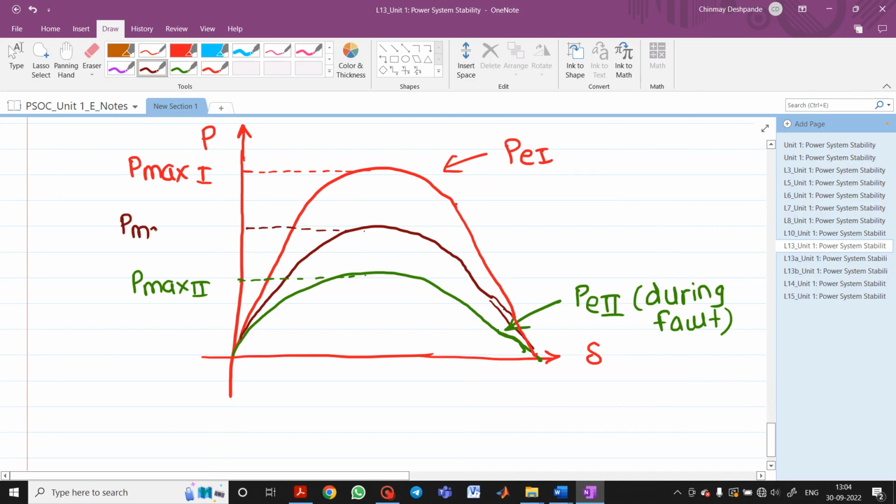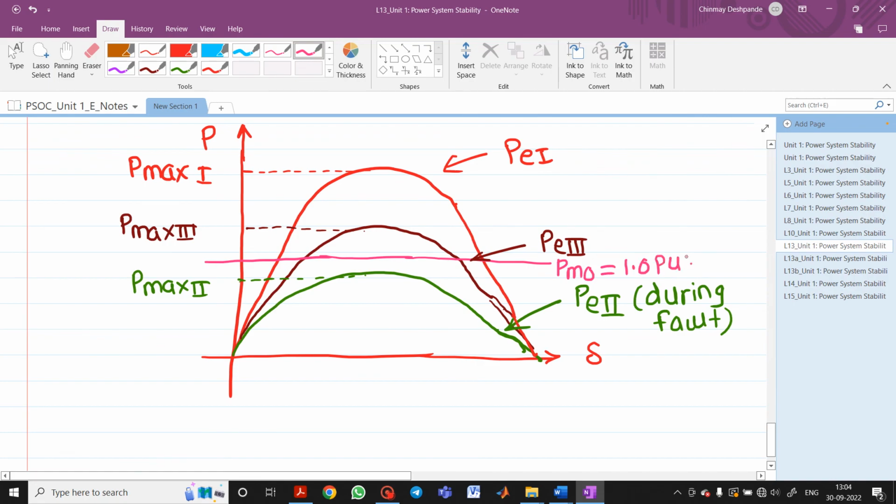Let me first draw Pmax3. So I can say this will be your PE3. Let me draw here mechanical input. So I will draw here a mechanical input line. It is drawn by this color. I will say this is nothing but your PM0 which was given here, 1 per unit.